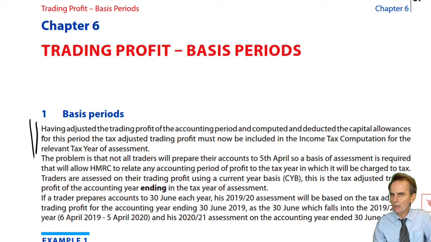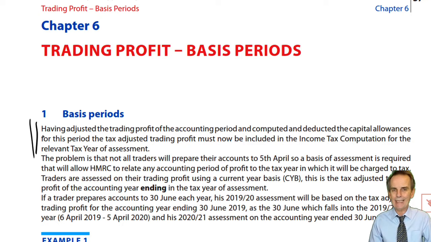So how is it, we said at the end of last time, how do we take what could be any accounting year end that the proprietor of the business chooses to use for their business and relate that to the tax year in which it will be assessed?